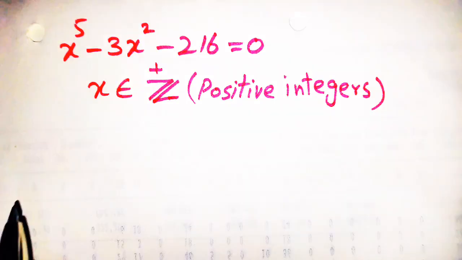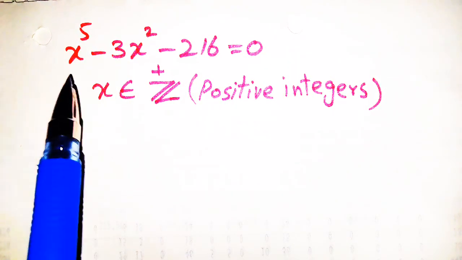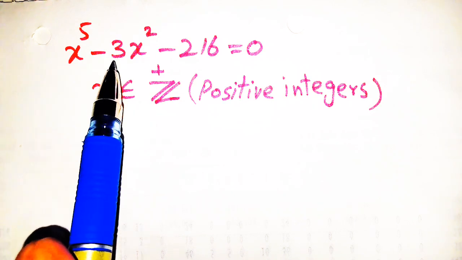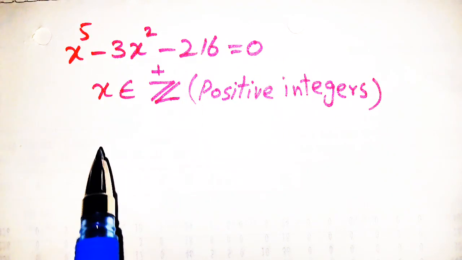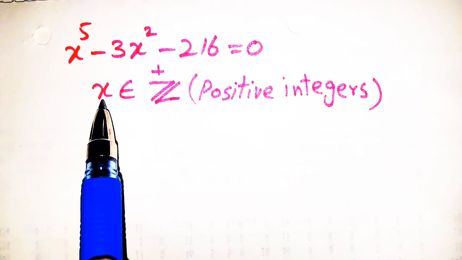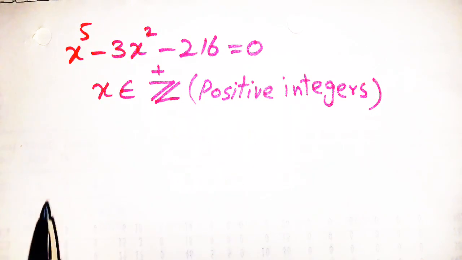Today we are going to solve a very nice algebraic equation with degree 5 which is given as x raised to the power 5 minus 3x square minus 216 is equal to 0, where x belongs to positive integers. So we have to find the only roots of this equation which are positive integers.